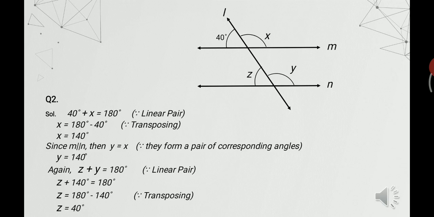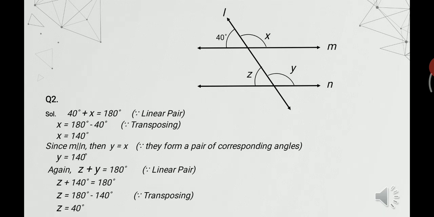We already know that when two lines are parallel, then the pair of corresponding angles is always equal. As you can see, angle x and angle y form a pair of corresponding angles, since they are on the same side of the transversal, in which x is in the exterior and y is in the interior. So they should be equal. We have already found the value of x, which is 140, so therefore y will also be 140 degrees.